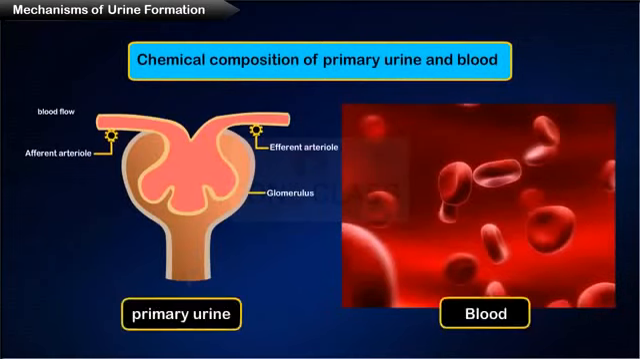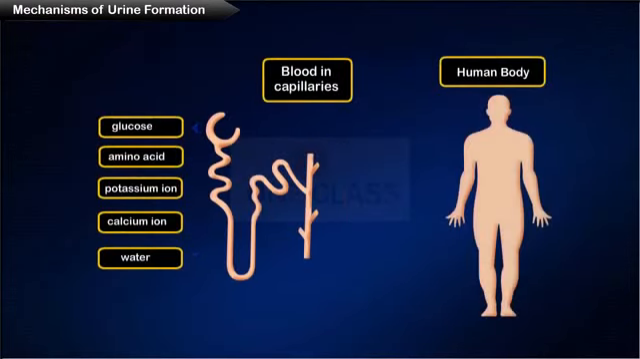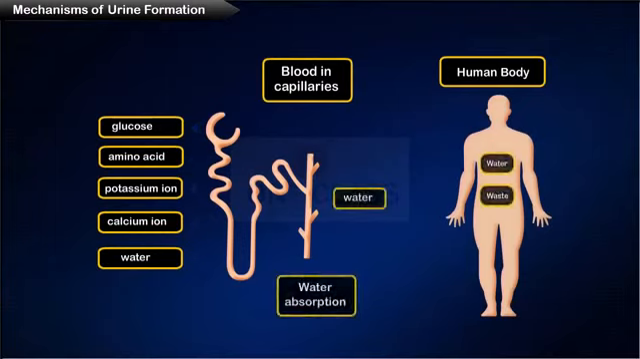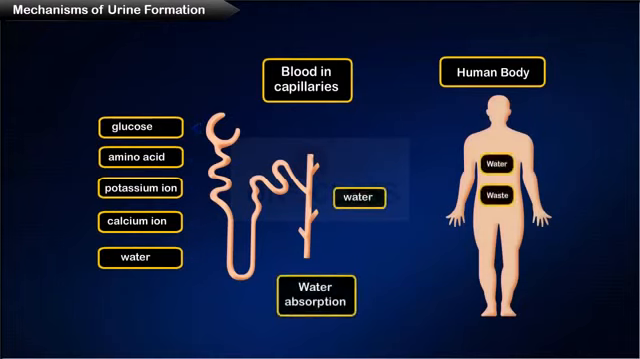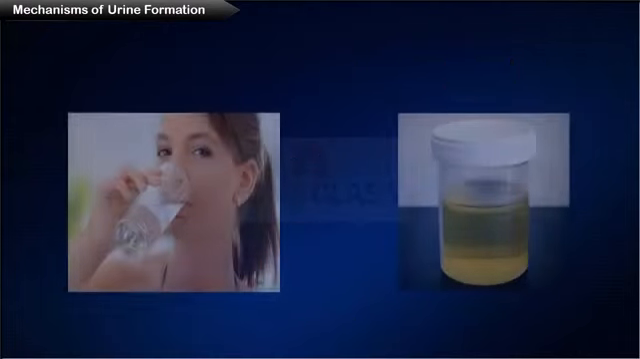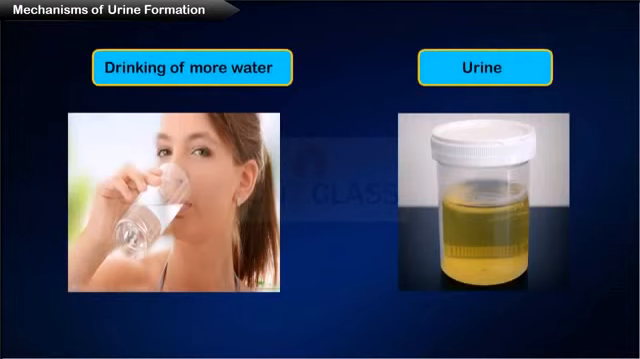The chemical composition of primary urine and blood is almost similar to each other. The only difference is that blood cells are absent in primary urine. The quantity of water absorbed into the blood depends upon the amount of excess water present in the body and the amount of dissolved waste to be excreted. The drinking of more water causes the removal of more urine.